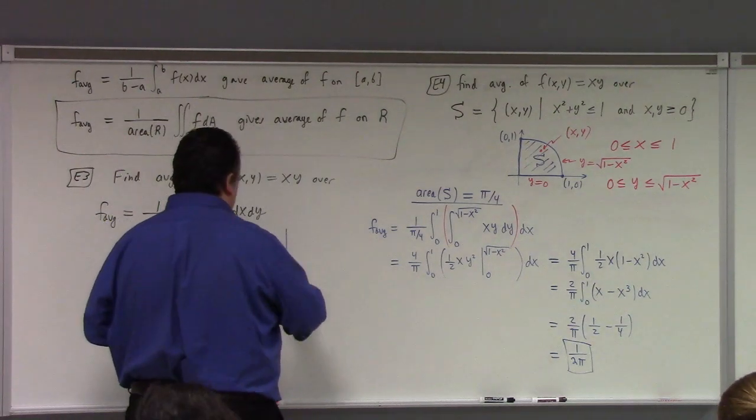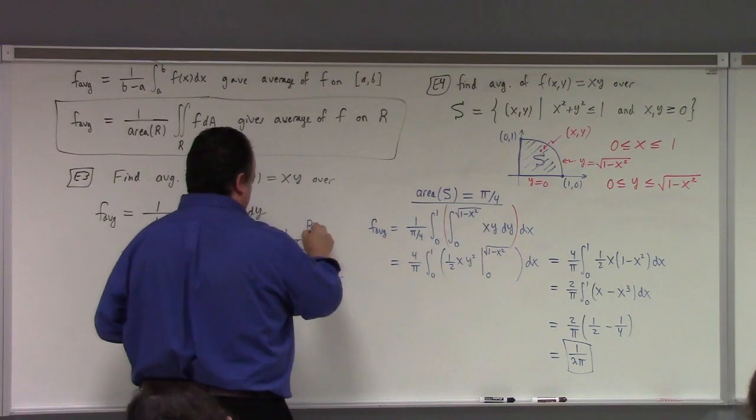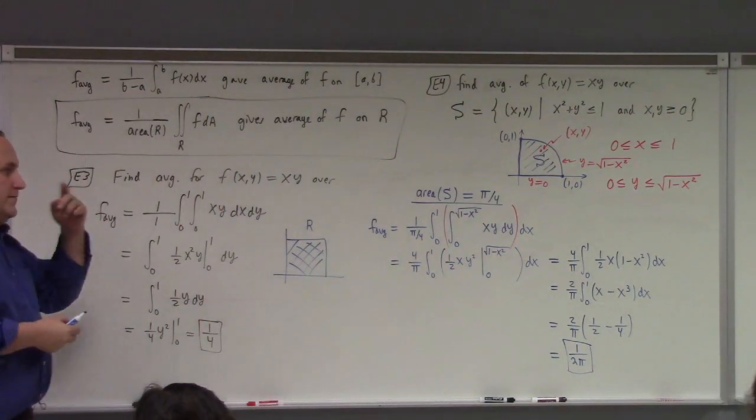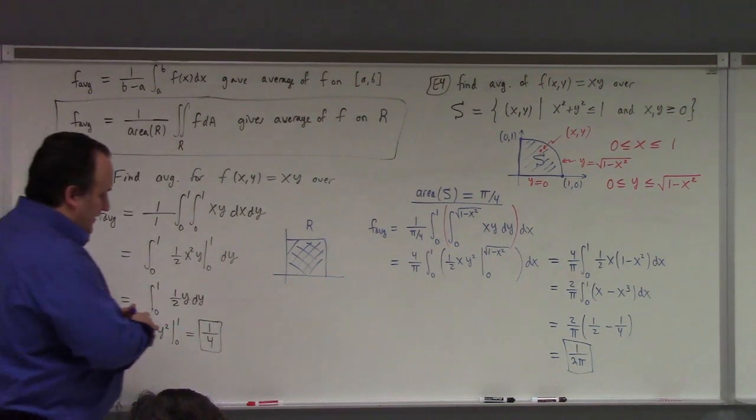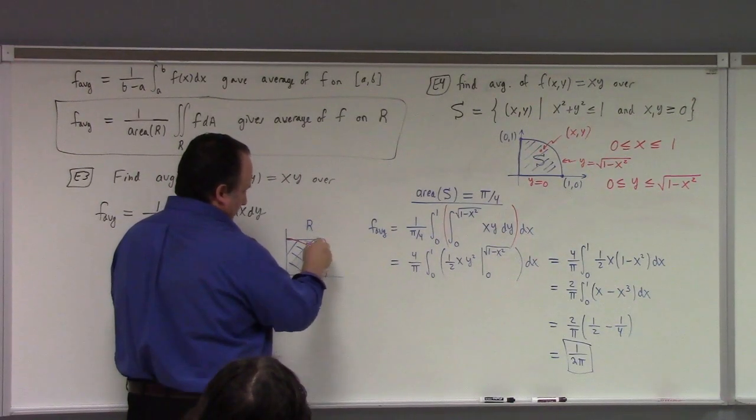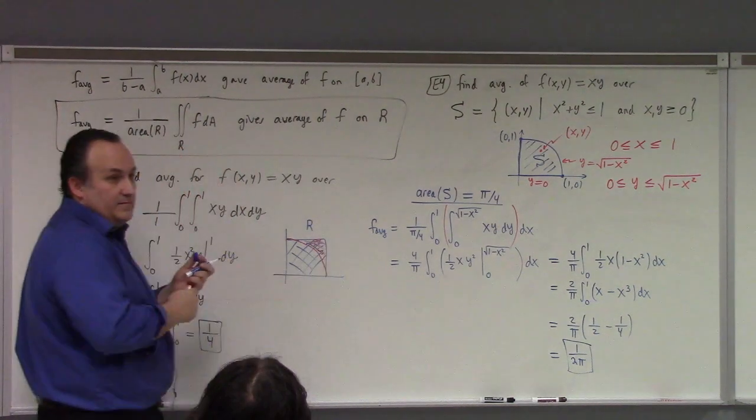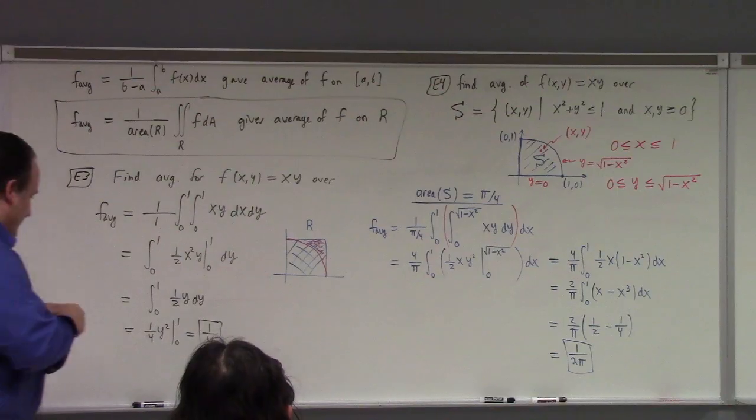So in example 3, our region looks like this, right? In example 4, our region was that quarter circle. We found that the average on the square is larger than the average on the quarter circle. Does that make sense? I think it does, right? Because the square includes this part up here, all this stuff up here, and xy is bigger up there. So of course that's going to make the average larger on the square versus the quarter disk. Anyway, I just want to show you this example.